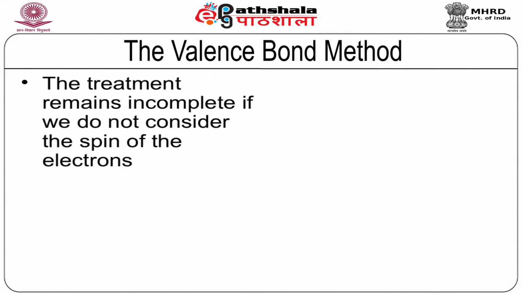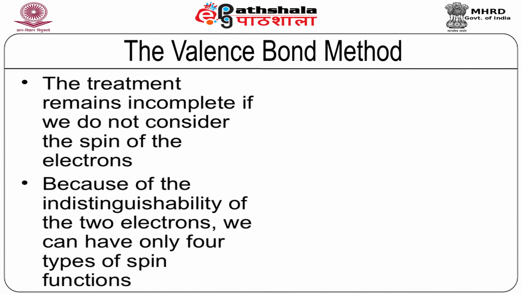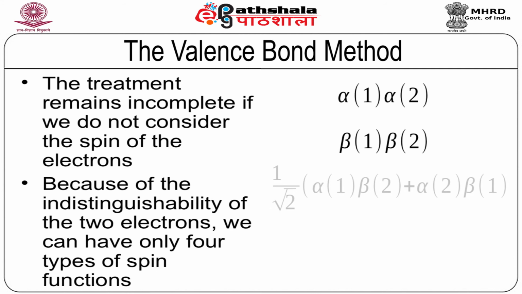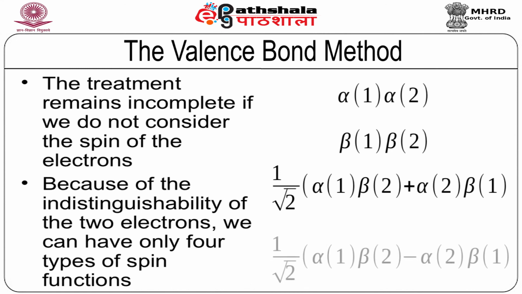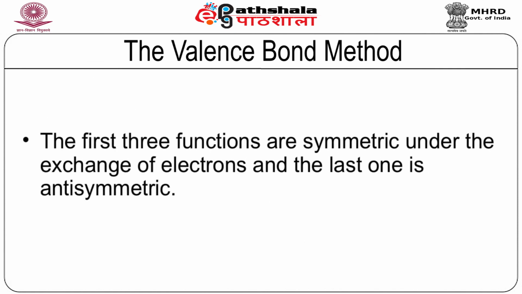The treatment remains incomplete if we do not consider the spin of the electrons. Because of the indistinguishability of the two electrons, we can have only 4 types of spin functions: alpha 1 alpha 2, beta 1 beta 2, 1 by root 2 into alpha 1 beta 2 plus alpha 2 beta 1, 1 by root 2 into alpha 1 beta 2 minus alpha 2 beta 1. The first 3 functions are symmetric under the exchange of electrons, and the last one is antisymmetric.